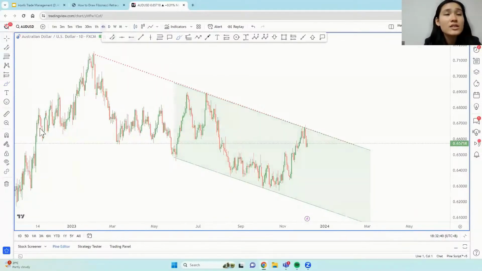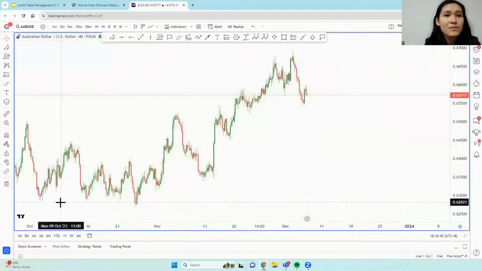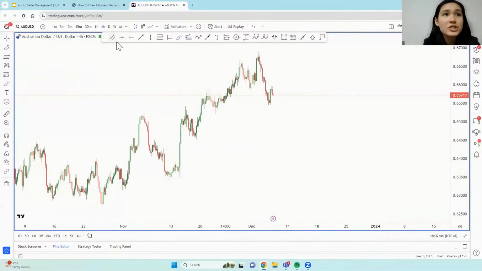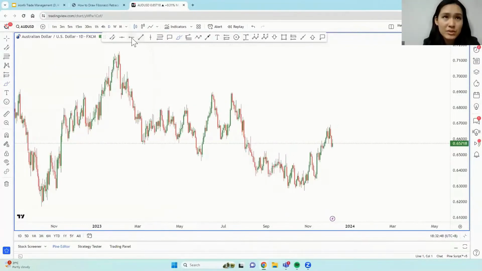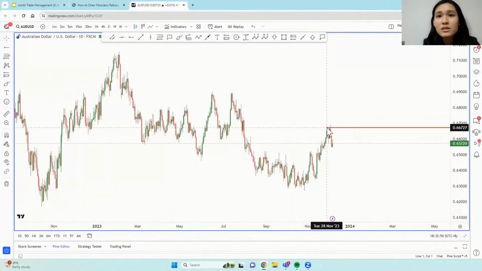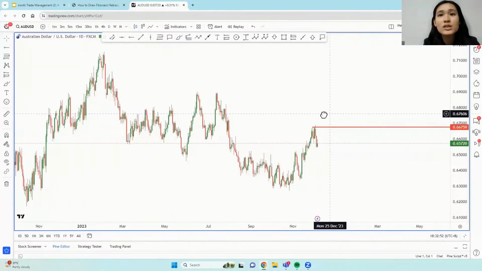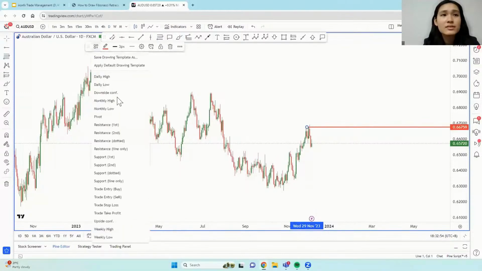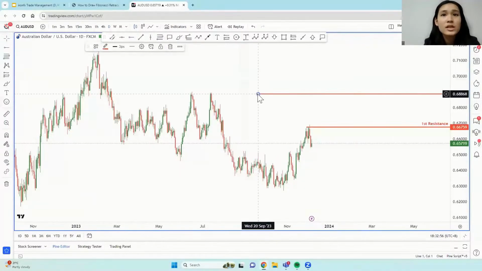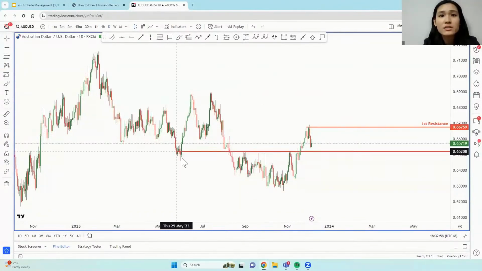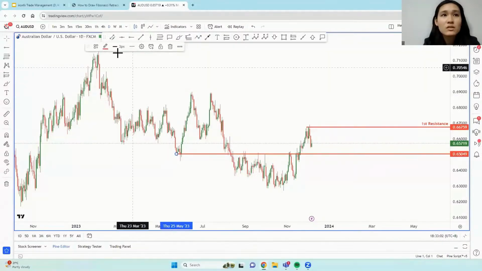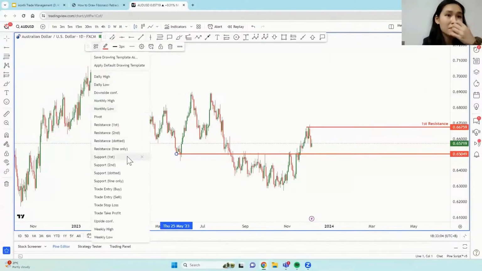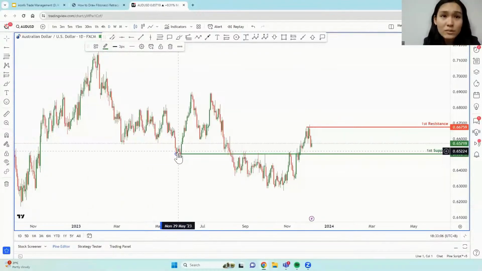Now let's look at 4 hours. Or actually, on our daily time frame, let's plot out some levels that we want to take note of. So this will be my first resistance at this level here. And then my first support maybe just here. And this is an overlap level as well because we have a swing low here.